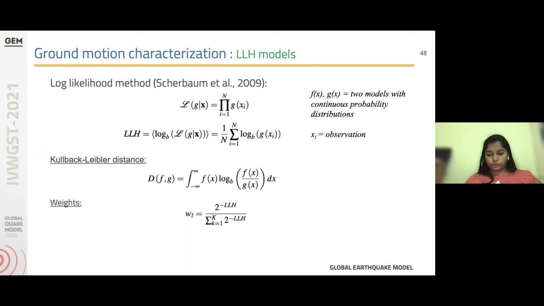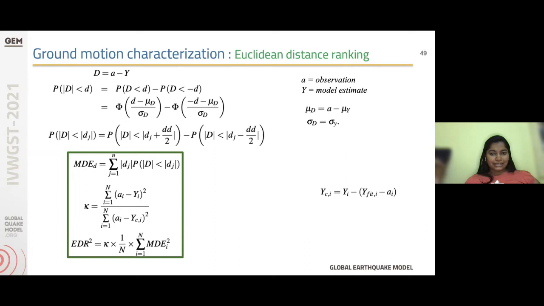Another statistical test that has been proposed recently is the Euclidean distance-based ranking. There are a lot of equations, and I will not go into detail, but I'll explain the overall takeaway points. Here again, D stands for distance, and this is the difference between the observation and the model estimate. The main functions are inside this green box. When we talk about the modified Euclidean distance, that is MDE, we are trying to see the median estimate, or the difference between the observation and the prediction. And kappa here takes care of the model estimate bias. These two are combined together, and then the Euclidean distance ranking is given for the set of GMPEs being tested. For more details, there is an article available, and we encourage everyone to go and refer to it.